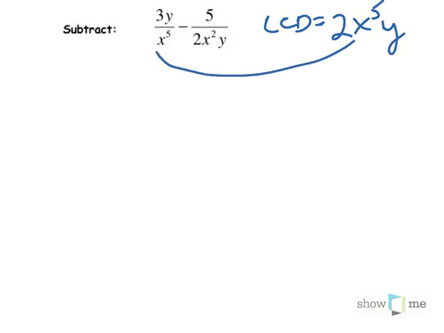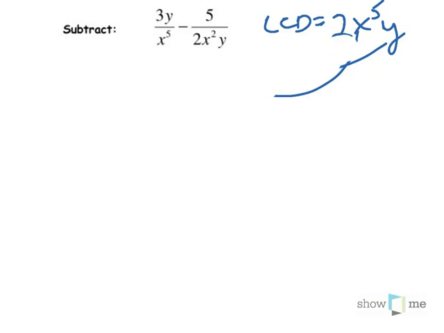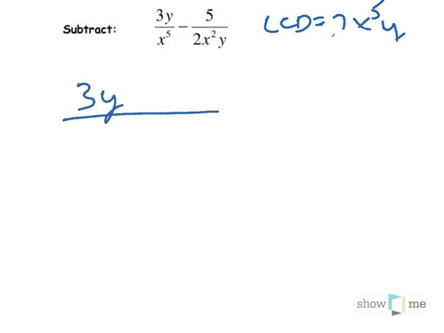If you try to fit the 2, we're good. If you try to fit the x squared, it fits inside x to the 5th. And if you try to fit the y, then that's also good. Okay, so our next step is to build up these fractions so that they have the lowest common denominator we need. So let's write what we have. We have a 3y over x to the 5th minus a 5 over 2x squared y.